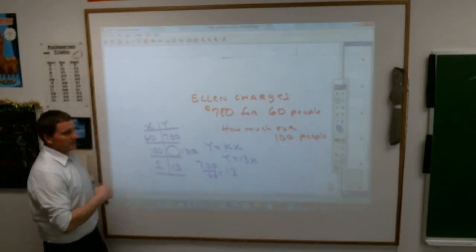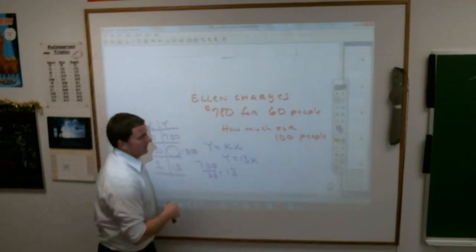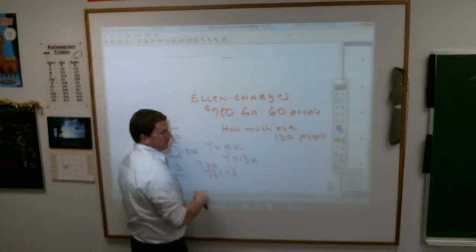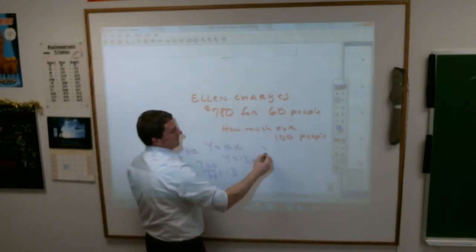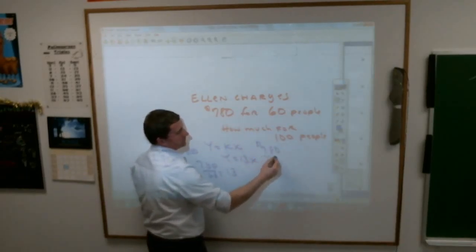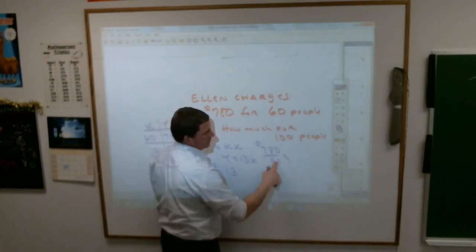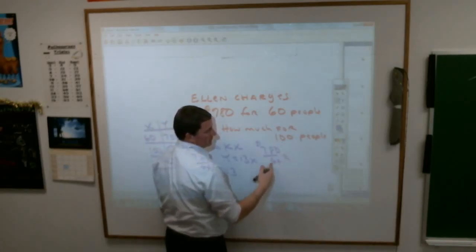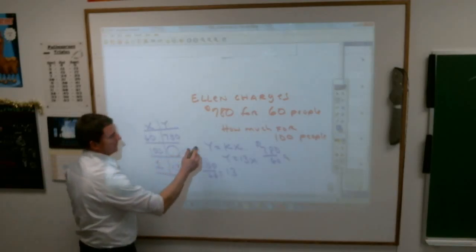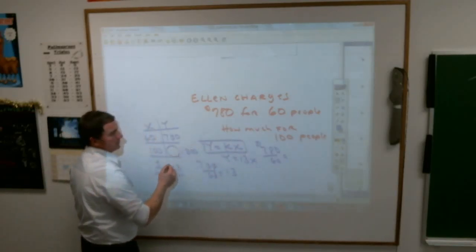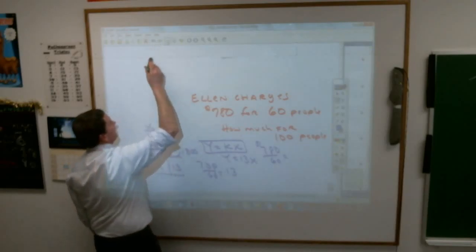Okay, so that's kind of how you have to think about it. It's a little like unit pricing, where you want to know how much it would be for one person. It was $780 for 60 people. So you just divide the bottom into the top. Same sort of thing, but they want you to think about it as direct variation, which is kind of what we're talking about. How about another one?